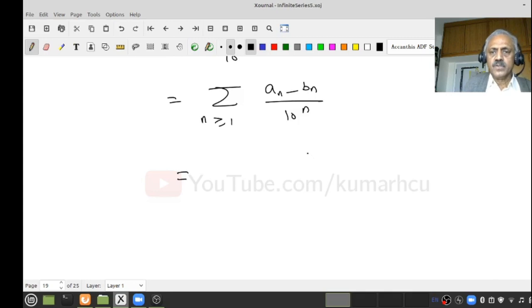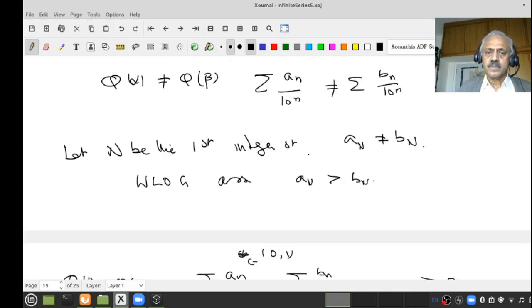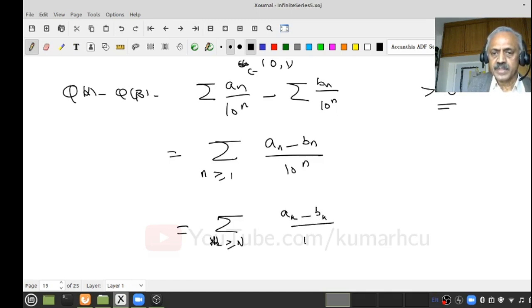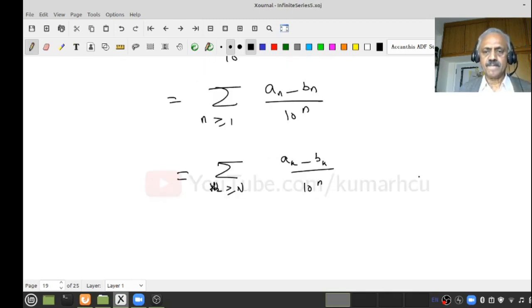So this is the first N, right? Therefore, up to this is going to be what? The summation over k greater than or equal to N of (a_k minus b_k) by 10 to the power k. Right? k is greater than or equal to N. Do all of you agree with that? Yes? Now, something very interesting happens.